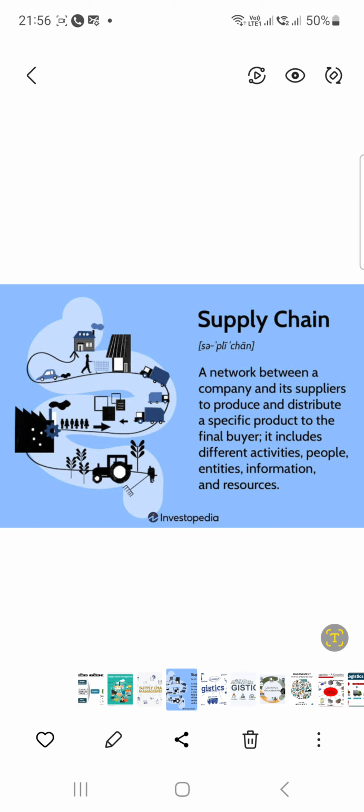But what makes the supply chain different is the network, and it's a network between a company and its suppliers. It means it is not an activity where only one enterprise is involved. There are many enterprises involved, which do their own activities to attain a common goal, that is distribution of a product to particular customers.